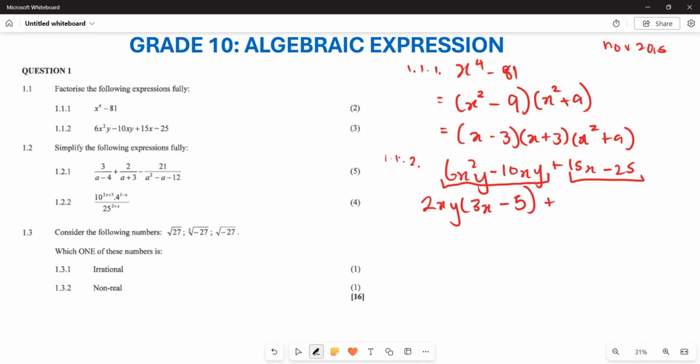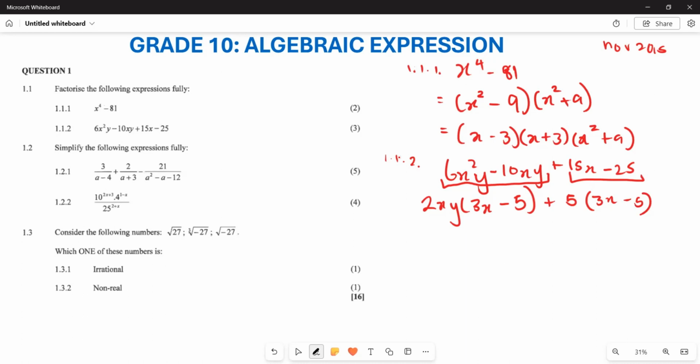Now, if you come on this side, you're having 15x subtract 25. Is there anything that is common here? Your 15 is divisible by 5 and so is your 25, right? So if you take out 5 as a common factor, what is it that you're going to be left with? You're going to be left with 3x subtract your 5. Okay, that's going to be the first thing that you're going to be left with.